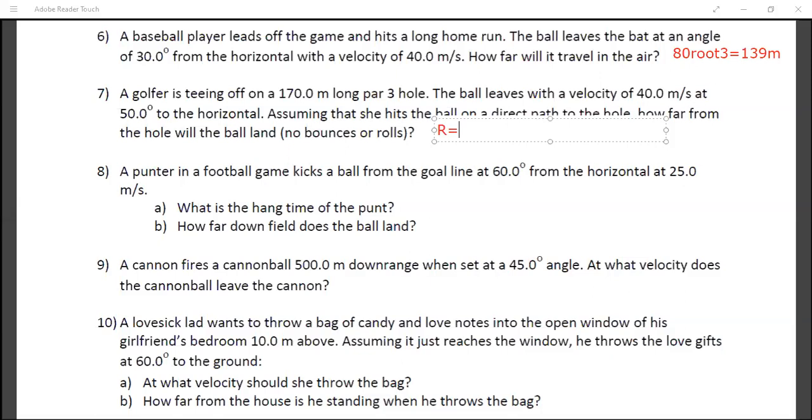Sine 50 is 0.77. Yeah, and these values will be specified in the exam. Sine 50 is this, and cos 50 is 0.64. So, sir, it will become 1600 into 0.77 into 0.64 into 2 divided by 10. Sir, one minute.